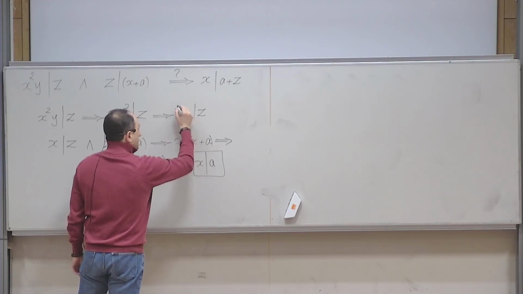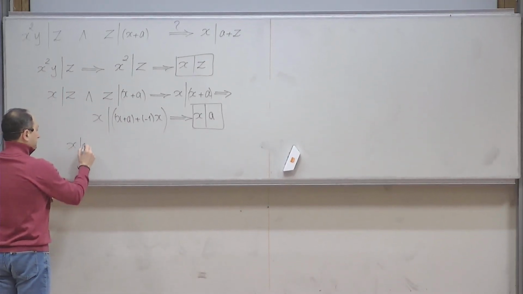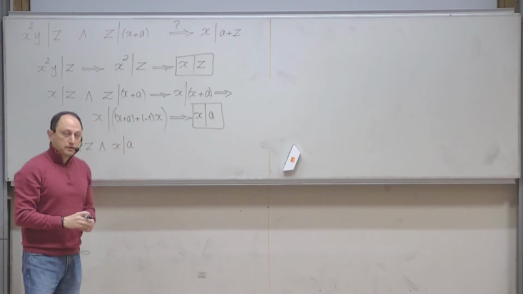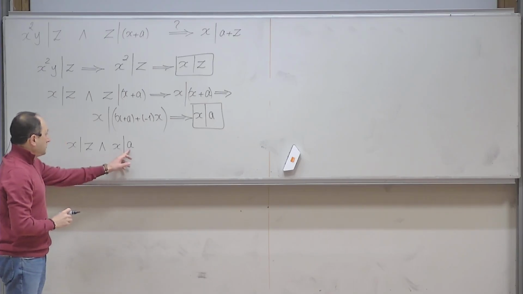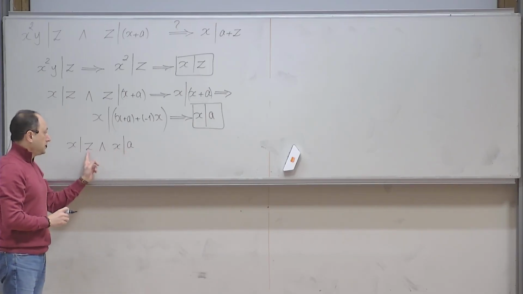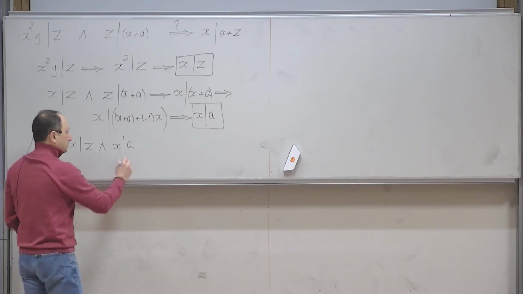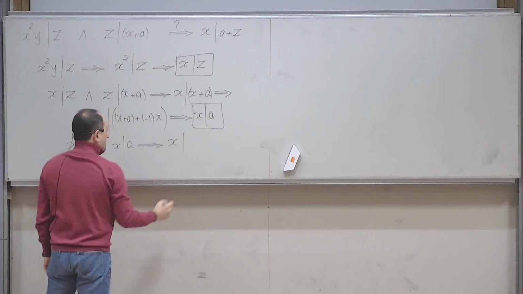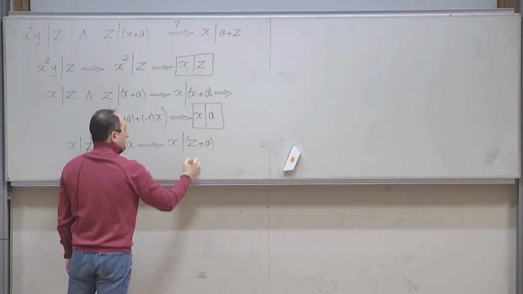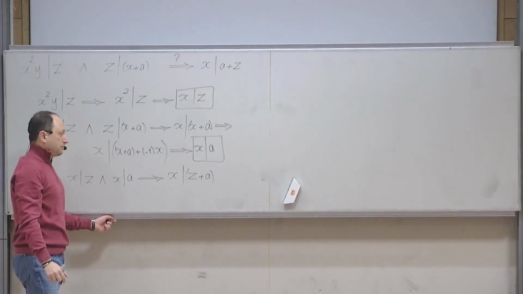Okay, so here I have x divides z, and now I know that x also divides a. That was a theorem in the previous lecture. If two numbers are divisible by the same number, any linear combination of these numbers, including the sum of those numbers, is also divisible by that number. So from here, based on that theorem, I can conclude that x divides the sum of these two numbers. X divides z plus a or a plus z, which is the same.